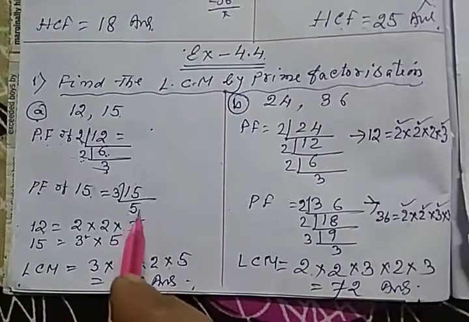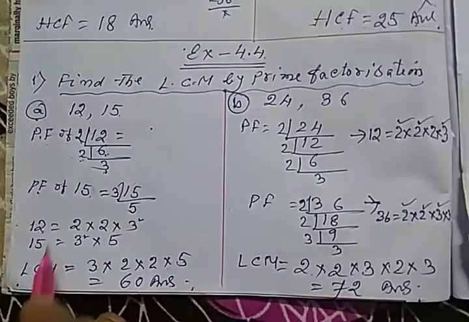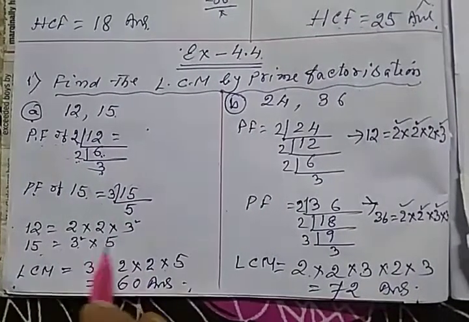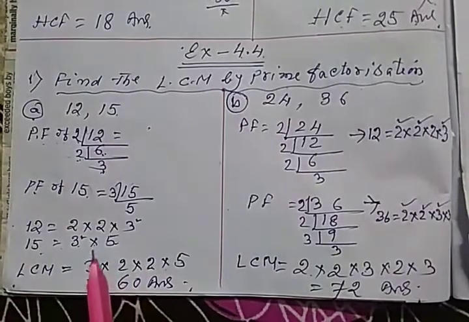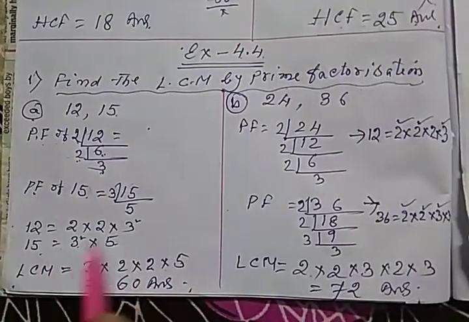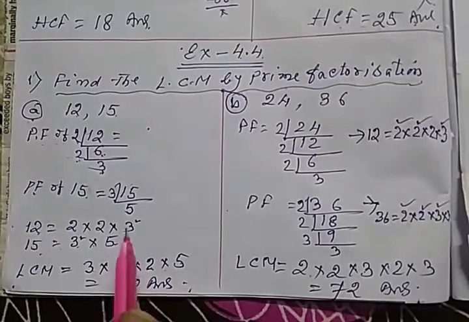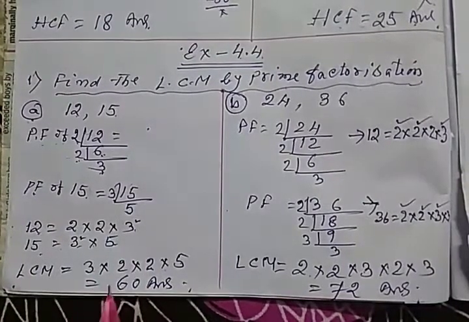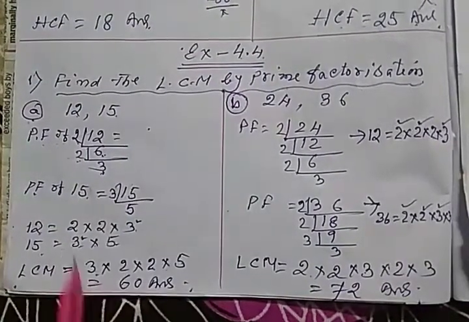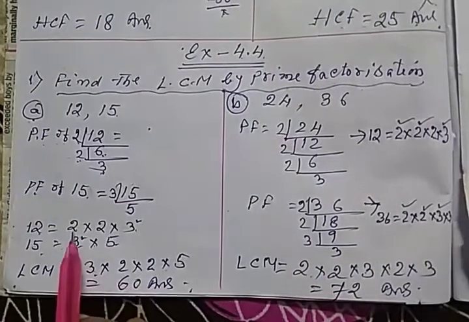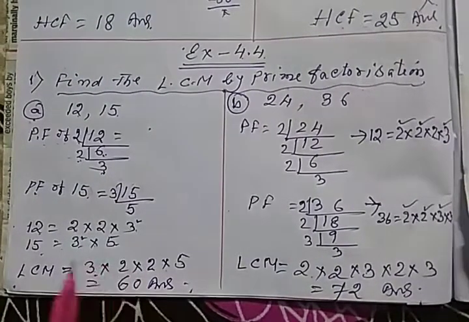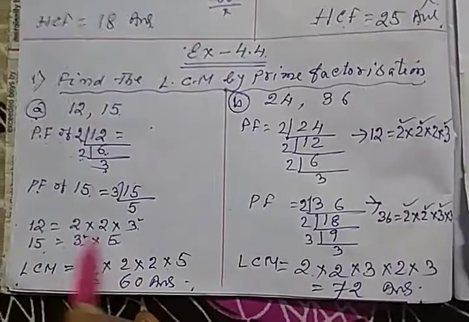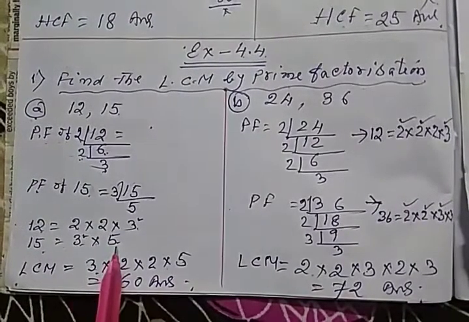Okay, 5 is also a prime factor. So we can write 15 equal to 3 into 5. Now we have to find out the common factors between these two. 3 is the common prime factor. The rest of the factors are not common, but we have to take all the remaining numbers.